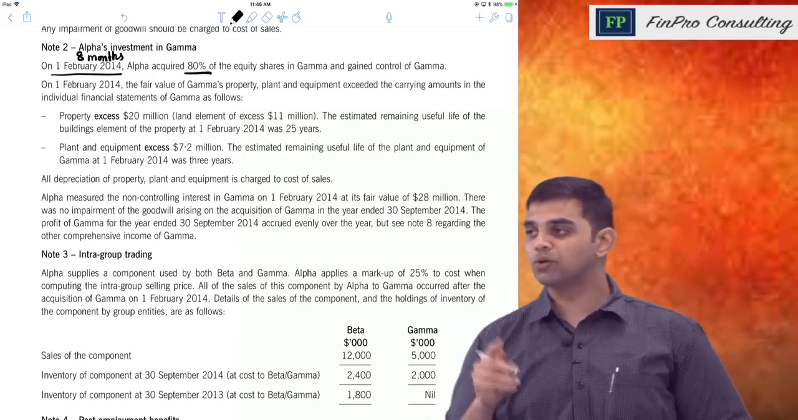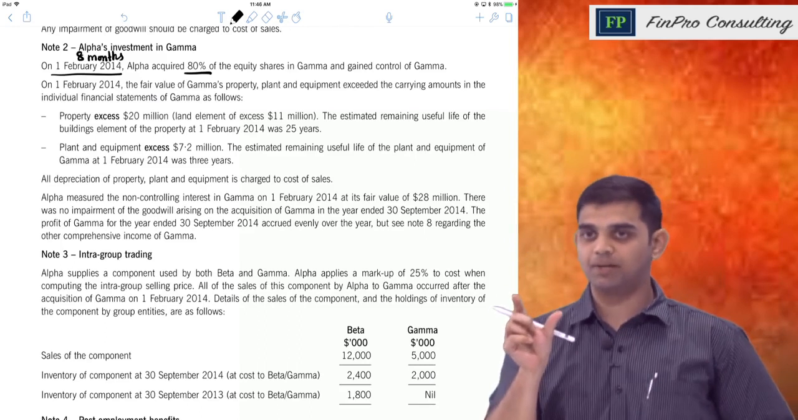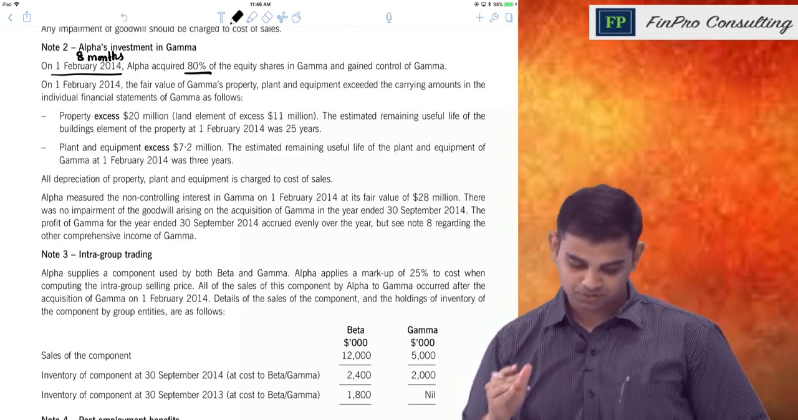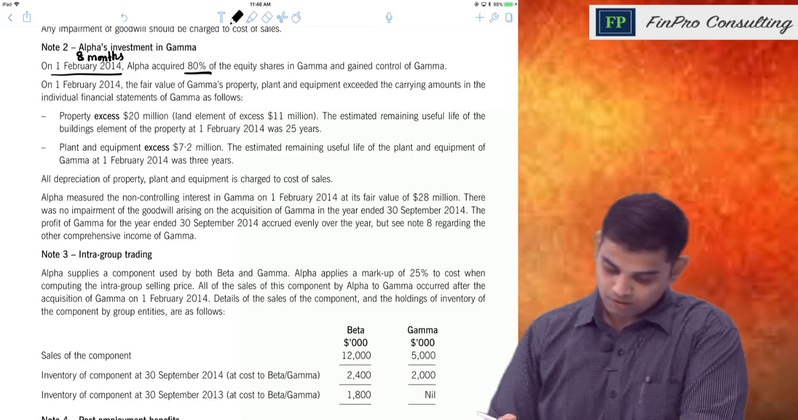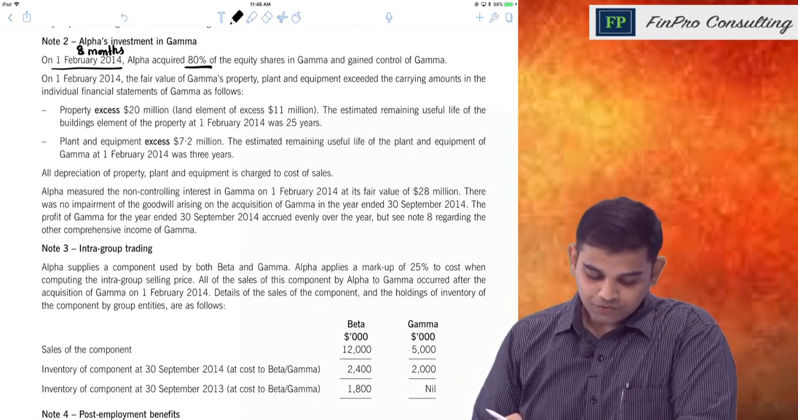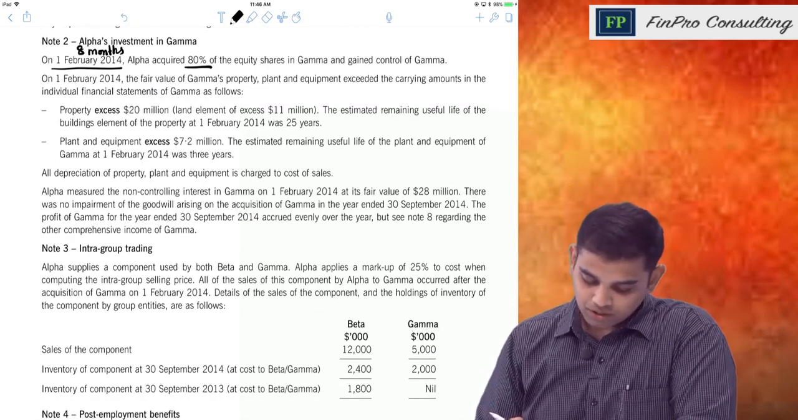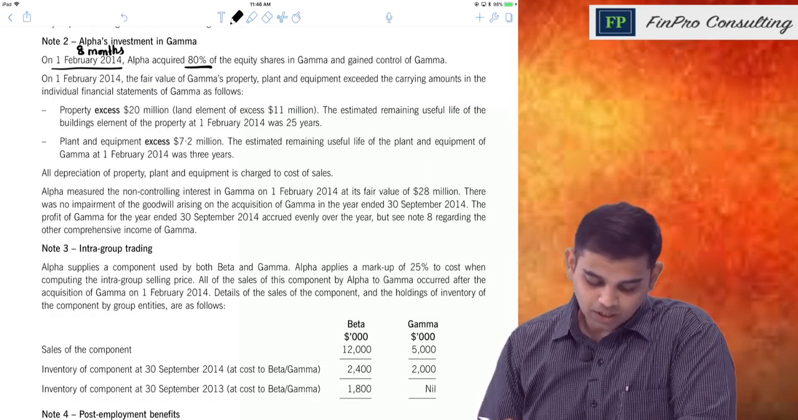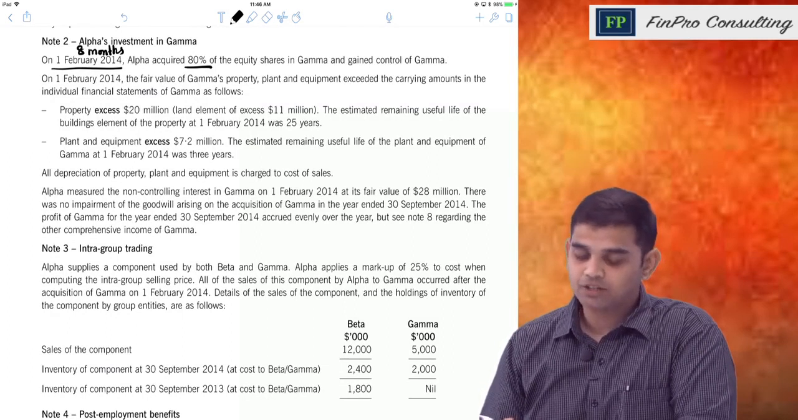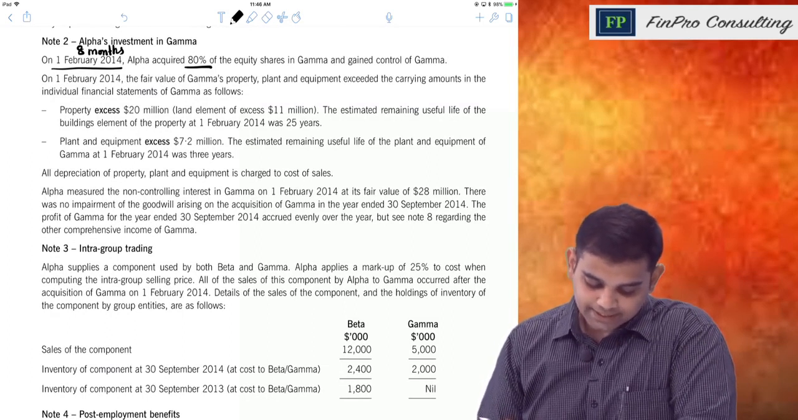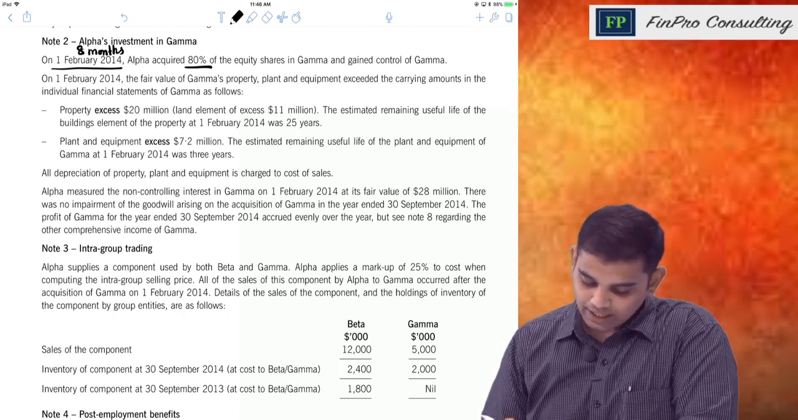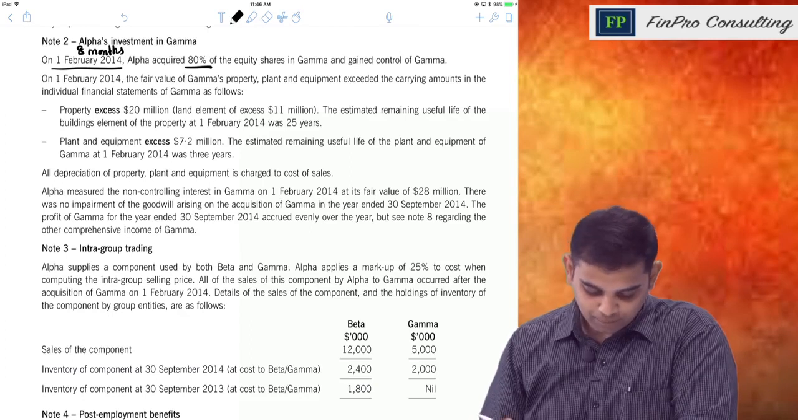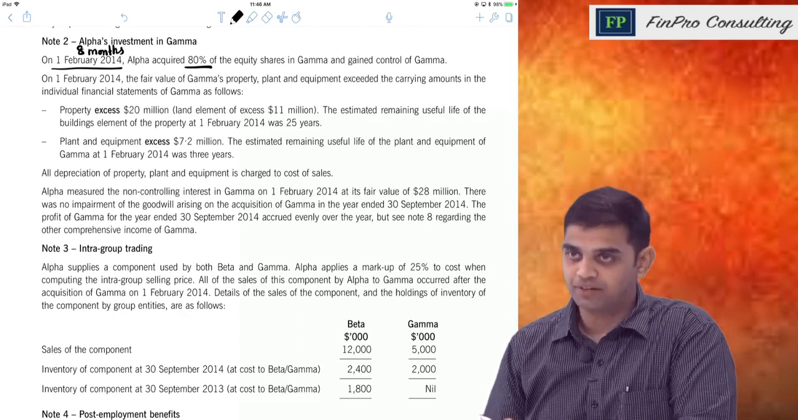So you would require to do consolidation in P&L only for 8 months period from the date of acquisition. Next, on 1st February 2014, the fair value of Gamma's property, plant and equipment exceeded the carrying amounts in the individual financial statements of Gamma as follows. Property excess 20 million, land element of excess 11 million. The estimated remaining useful life of the buildings element of the property at 1st February 2014 was 25 years.